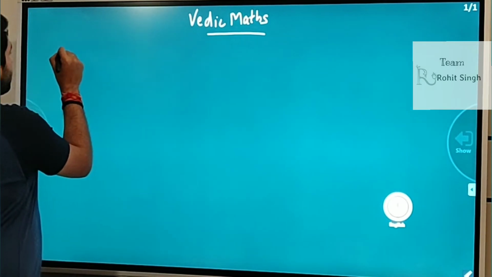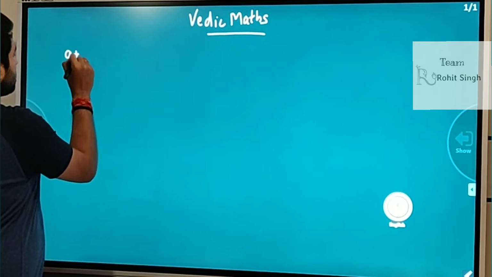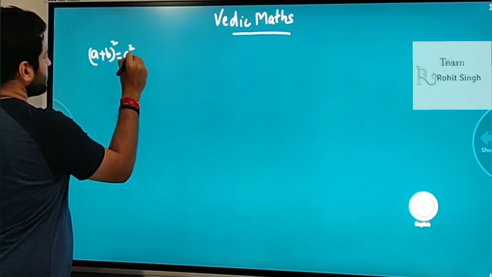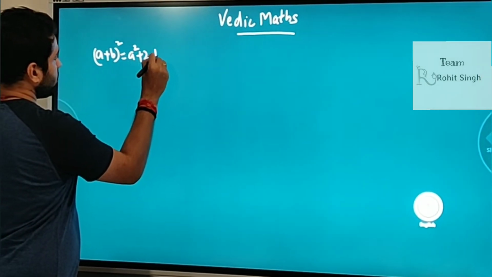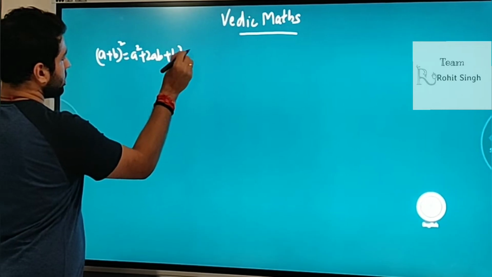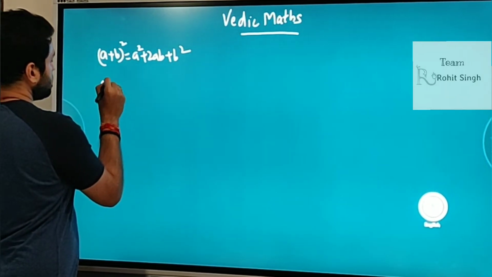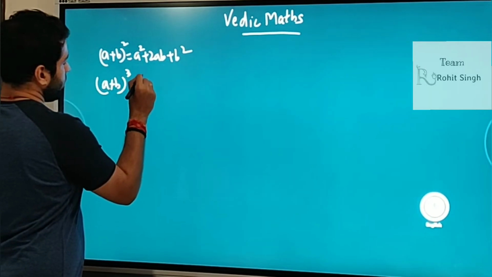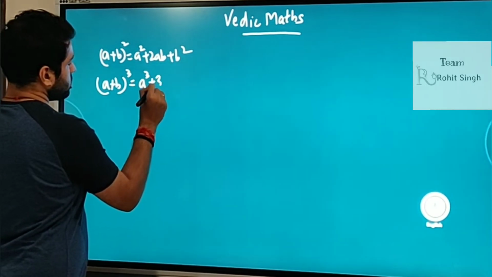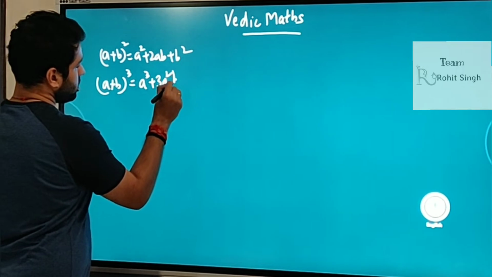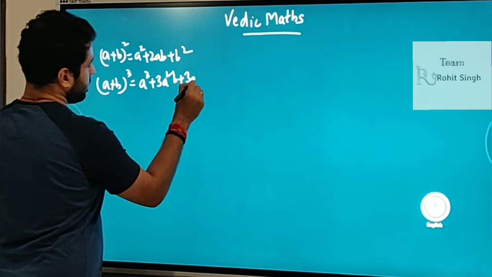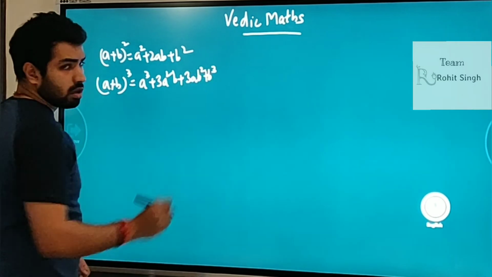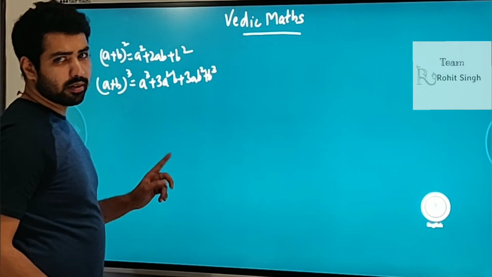Our first formula is (a plus b) whole square. This is equal to a square plus 2ab plus b square. The next formula is (a plus b) whole cube. So we have a cube plus 3a square b plus 3a b square plus b cube. Now let us solve this using one example.